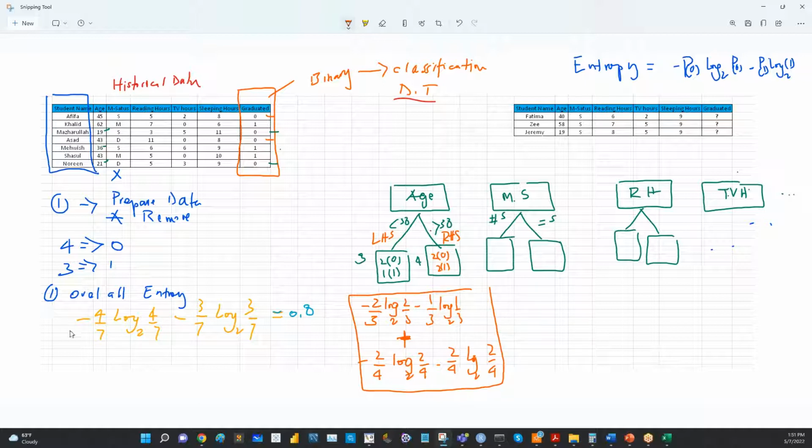So we calculate the entropy before splitting. This is before and this is after. And we are going to calculate the entropy for all features.